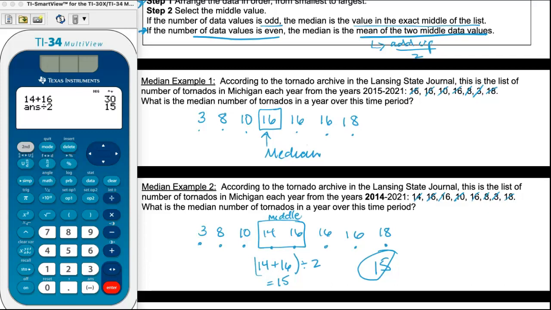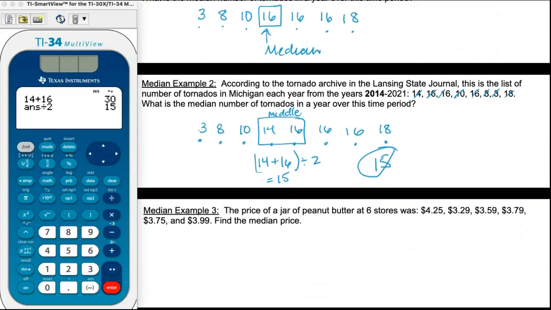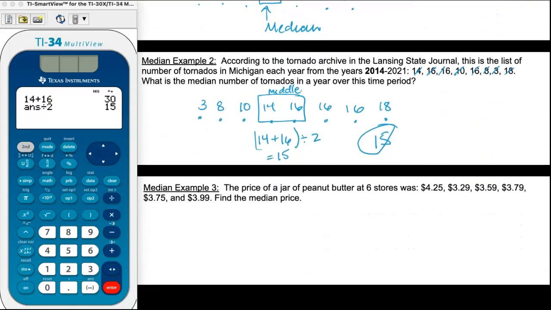So notice it went down a little bit from the previous example. And it makes sense because in 2014, there were 14 tornadoes, which was a lower number compared to some of those higher 16 and 18 numbers. So that 14 brought the median down a little bit. Okay, so let's look at one more median example, and it has to do with the price of peanut butter. So if we have these prices, find the median price. And this would be a great place to pause the video and try this one on your own.